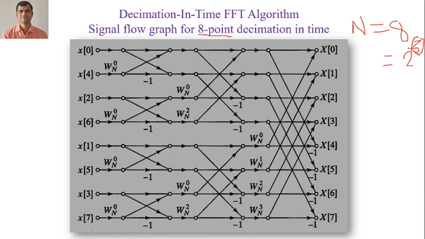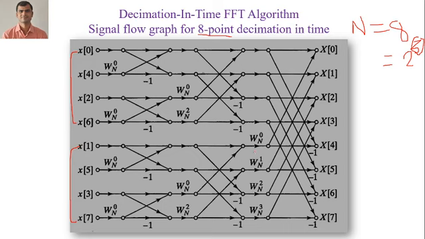We have seen in the summary of DIT FFT algorithm that we will have 3 stages, and as you see here the input sequence is in bit reversal order. So first we'll have the even samples and then we'll have the odd samples.